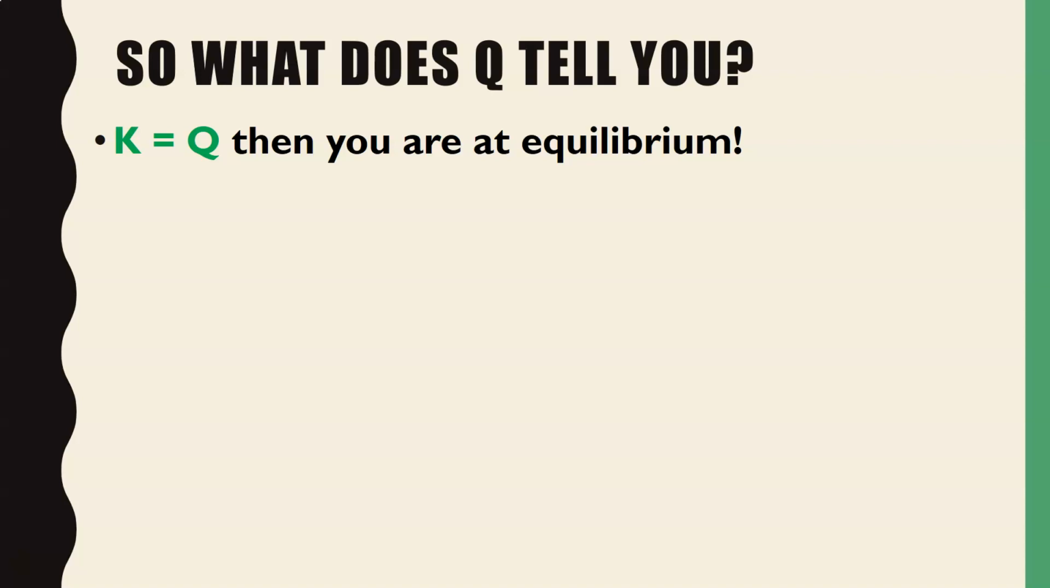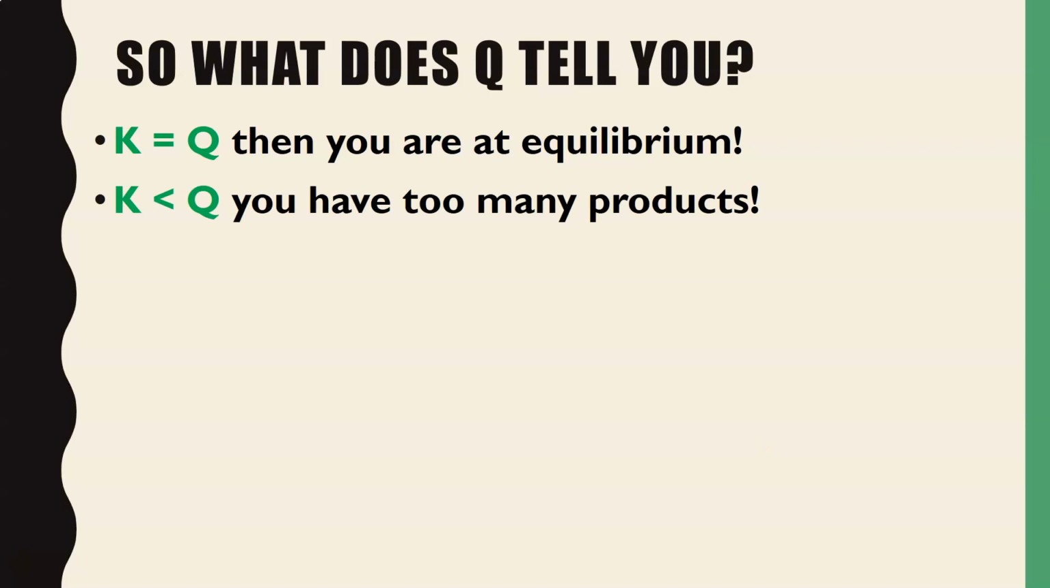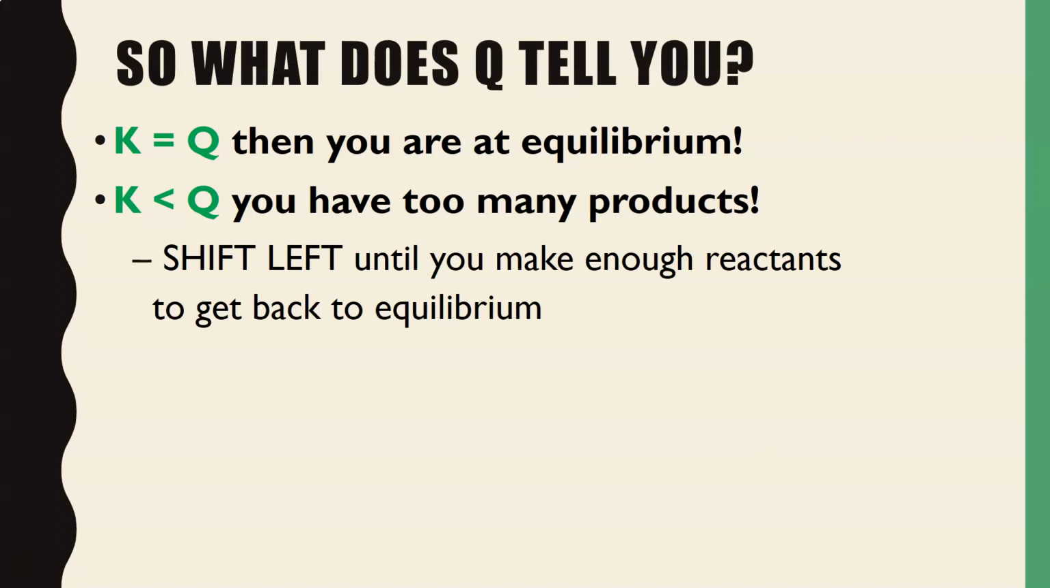Now, if your K value is smaller than Q, if Q is too big, that means the numerator of Q was larger than it should have been. The denominator was smaller than it should have been. That's telling you that you have too many products in your beaker. So what's going to happen is the reaction is going to shift to the left, trying to break apart some of those products and put them back into the reactants. The backwards reaction is going to proceed until you get to your equilibrium point.